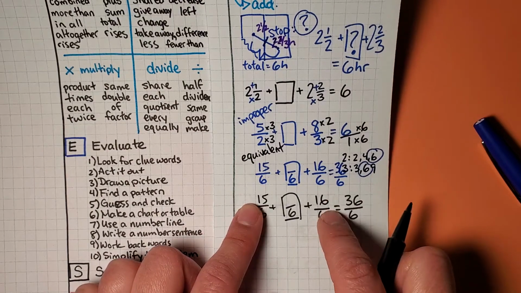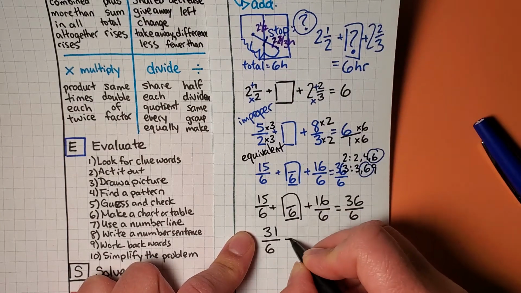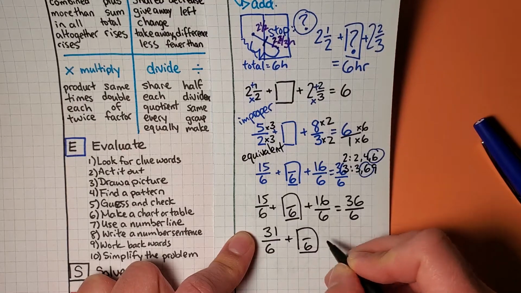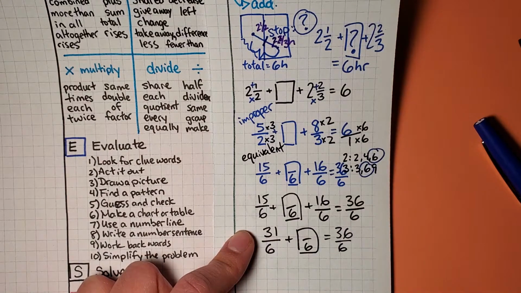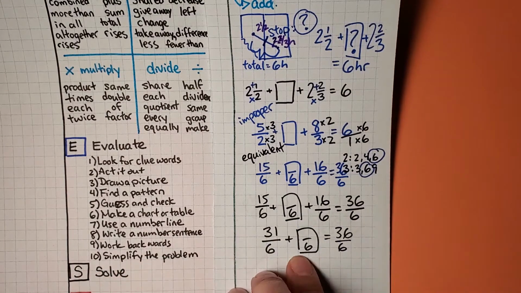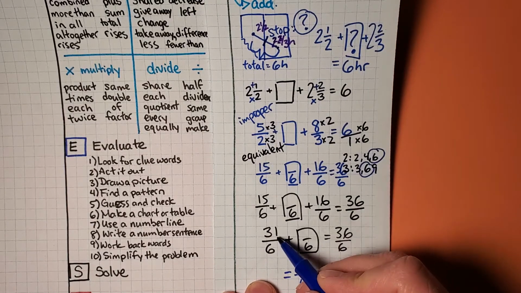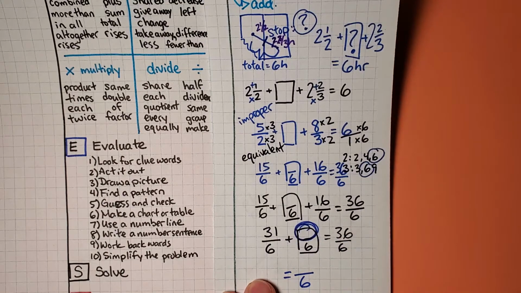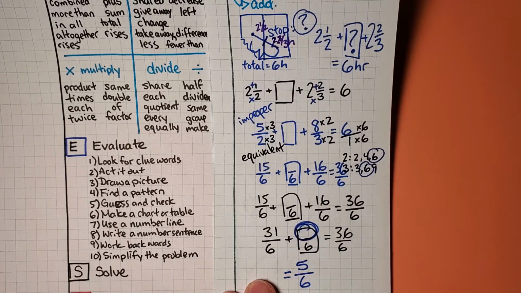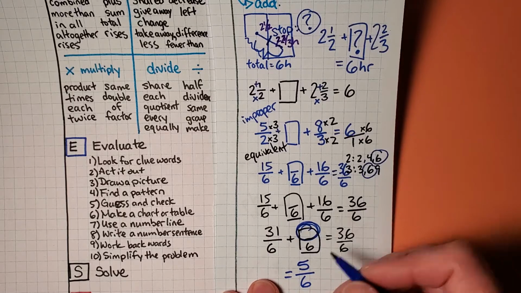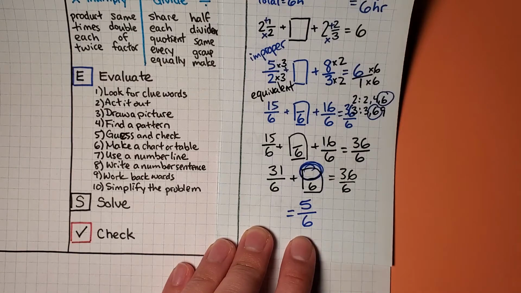15 plus 16 equals 31. The denominator stays the same. Still trying to figure out what it is over 6 equals 36 over 6. Now I can see very clearly that I'm not looking at the denominators. They're all the same, so I can just ignore them. The answer will be over 6. 31 plus what equals 36? That's right, 5. 31 plus 5 equals 36. Therefore, how long did Carly stop? Carly stopped for 5/6 of an hour.